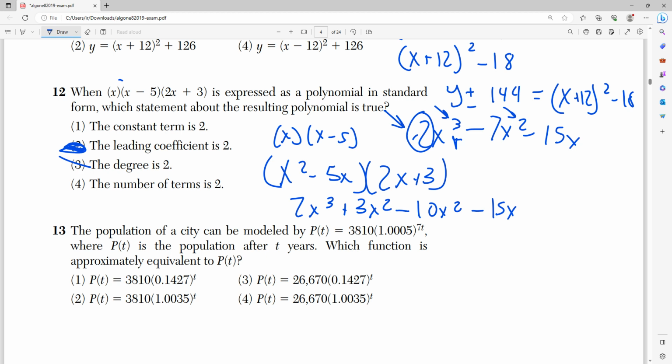The number of terms is 2. No, there's 3 terms here. And the constant term is not 2. The leading coefficient is 2. Right? Actually, we have no constant term, right? Because there's no number that doesn't have an x here.